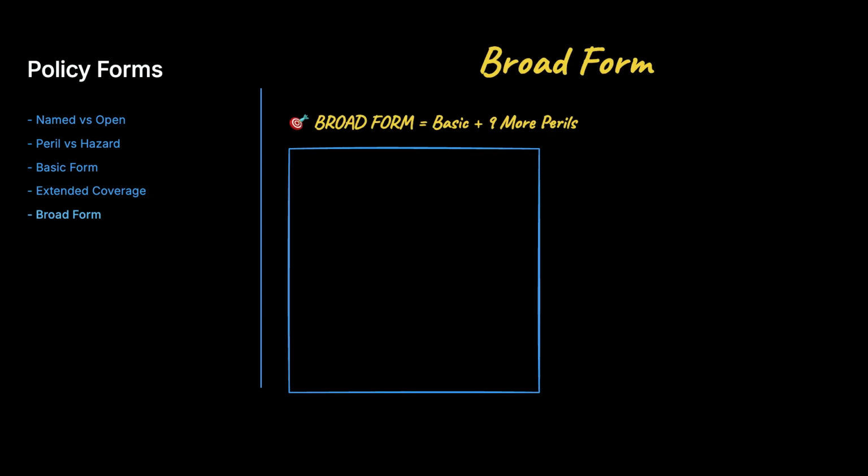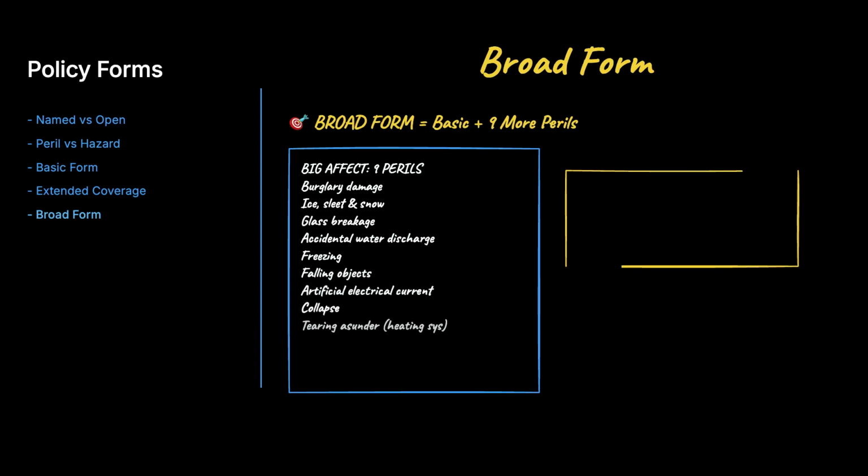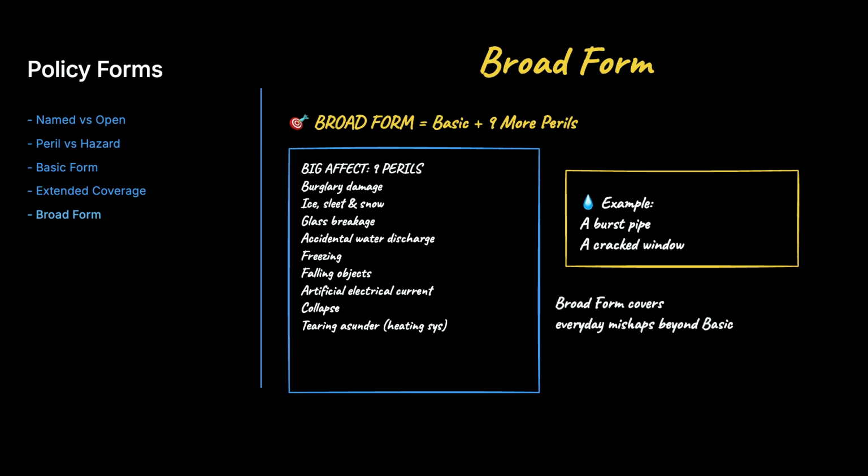Climb to broad form and you keep everything in basic, then add 9 more perils in the phrase big affect. That's burglary damage, ice, sleet and snow, glass breakage, accidental water discharge, freezing, falling objects, artificial electrical current, collapse and tearing asunder of heating systems. Broad form covers everyday mishaps, a burst pipe, a cracked window.